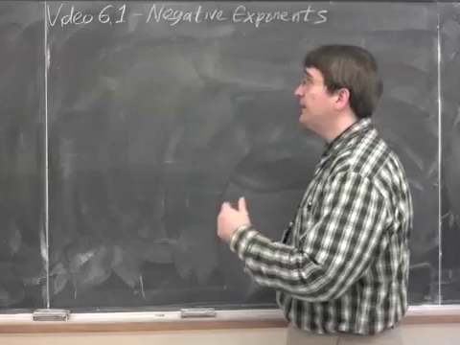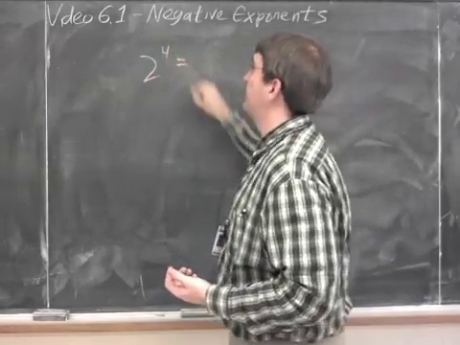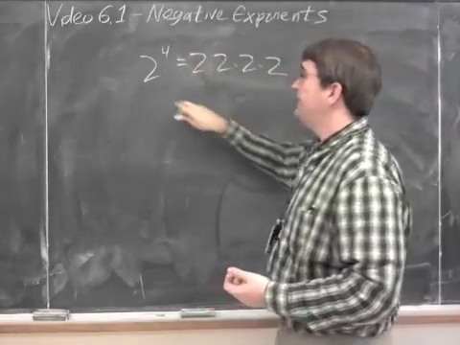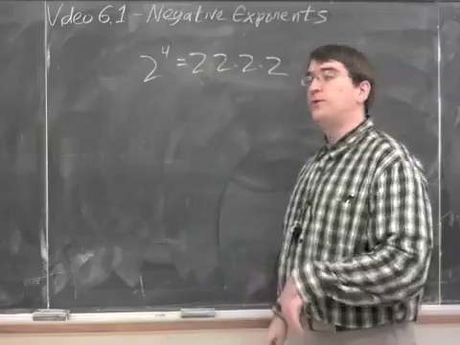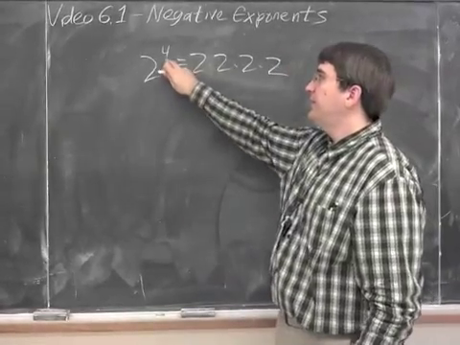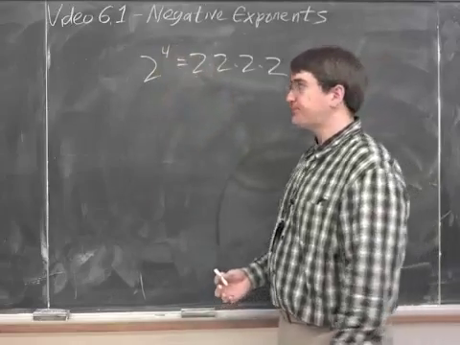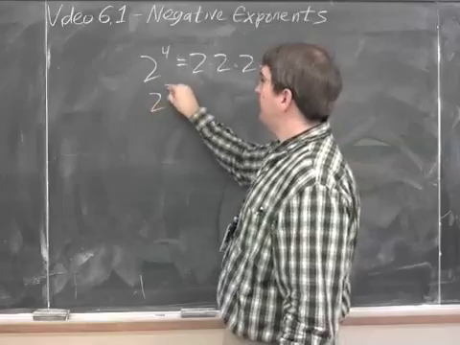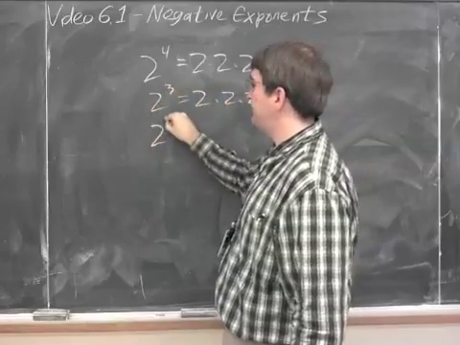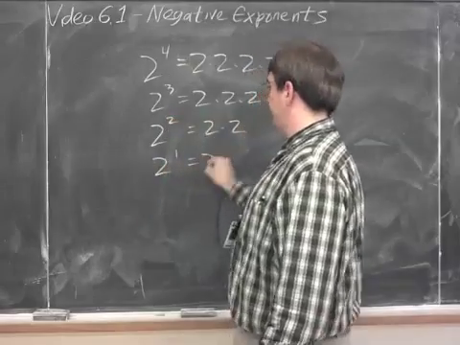But anyway, you already know, I'm sure, that 2 to the power 4 is just 2 times 2 times 2 times 2. The base is 2, the power is 4, the exponent is 4. Power and exponent, of course, mean the same thing here. And that just indicates how many 2's we're multiplying together. 2 to the 3 is 2 times 2 times 2. 2 to the 2 is 2 times 2. 2 to the 1 is just 2.